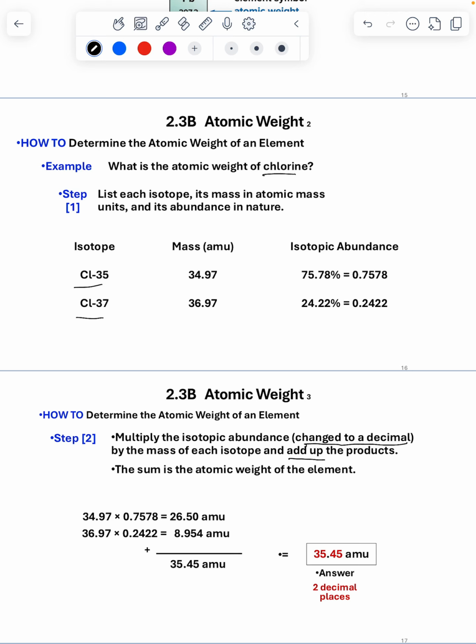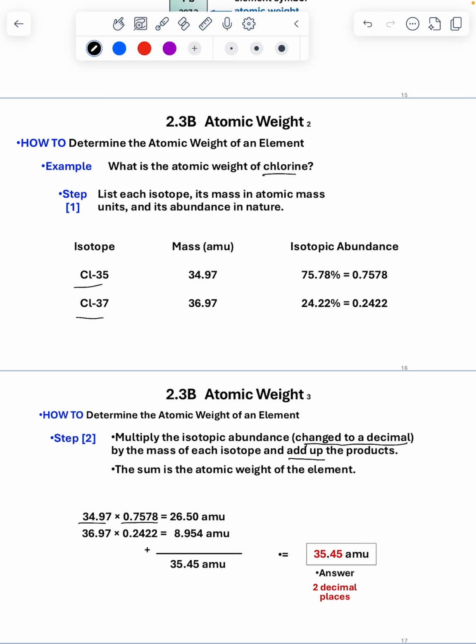So let's walk through what they did. We have our first isotope, chlorine-35, and it has a mass number of 34.97. We're going to multiply that by the percent abundance changed to a decimal. When you want to change a percentage to a decimal, you simply drop the percent sign and move the decimal 2 places to the left. So let's make a note of that.